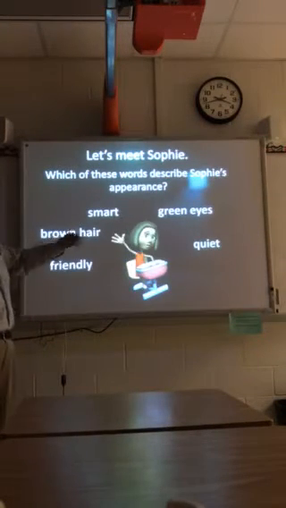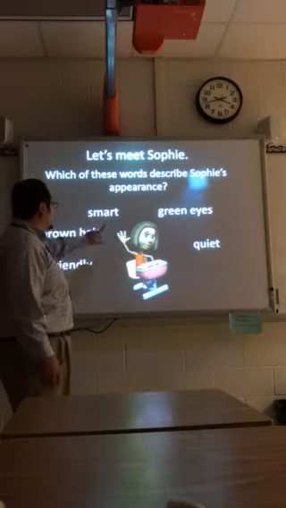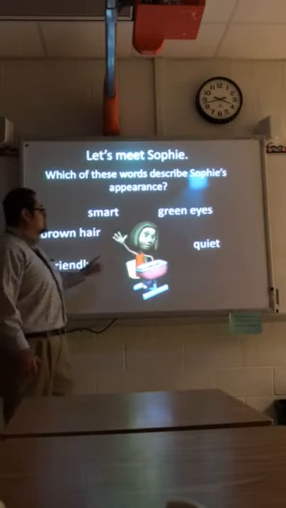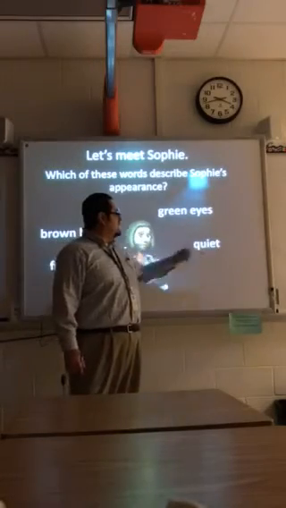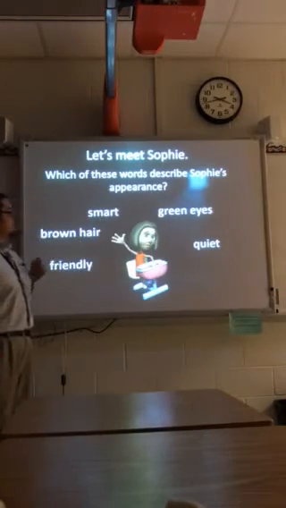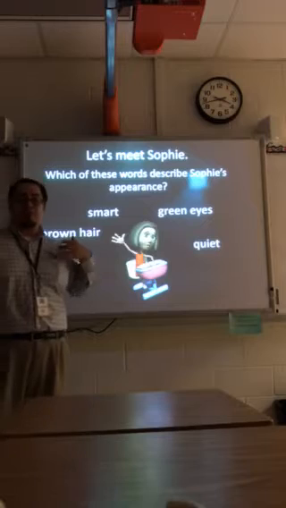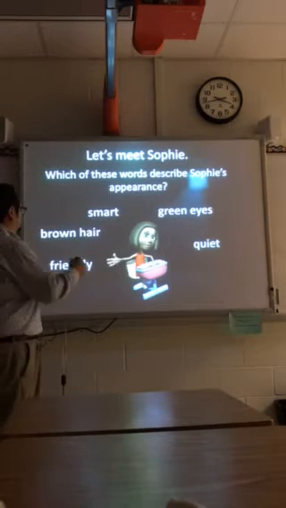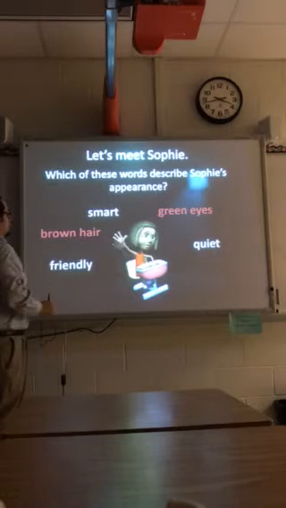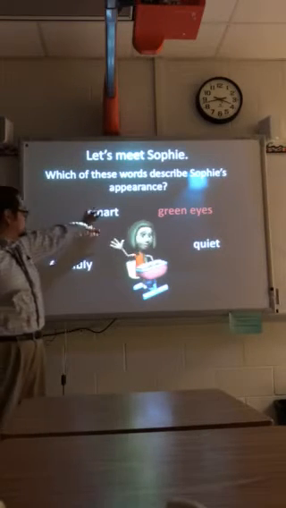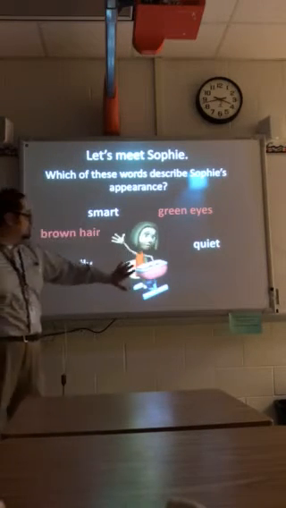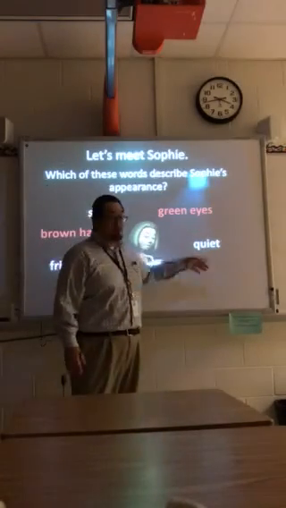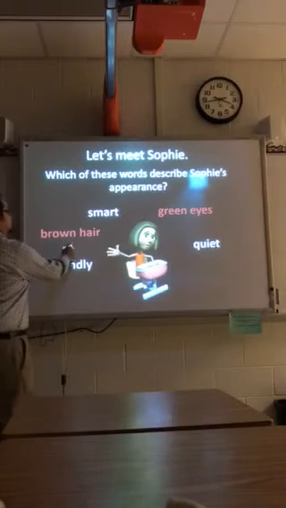Which one of these words describes Sophie's appearance? Is it smart, brown hair, friendly, green eyes, or quiet? Again, we're talking about appearance. What can you tell from the outside? Okay. Good. Brown hair and green eyes. You can't tell just by looking at her that she's smart, friendly, or quiet. Those are character traits.